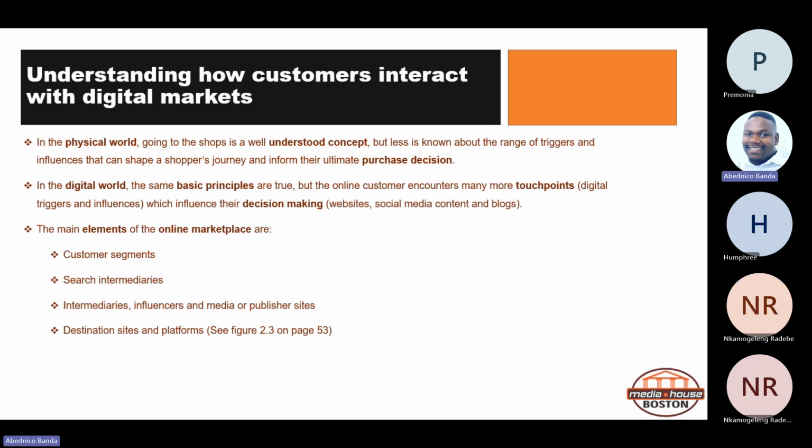The main elements of the online marketplace are customer segments, search intermediaries, influencers, media or publisher sites, destination sites, and platforms. You can see that on page 53 in your textbooks, on figure 2.3.